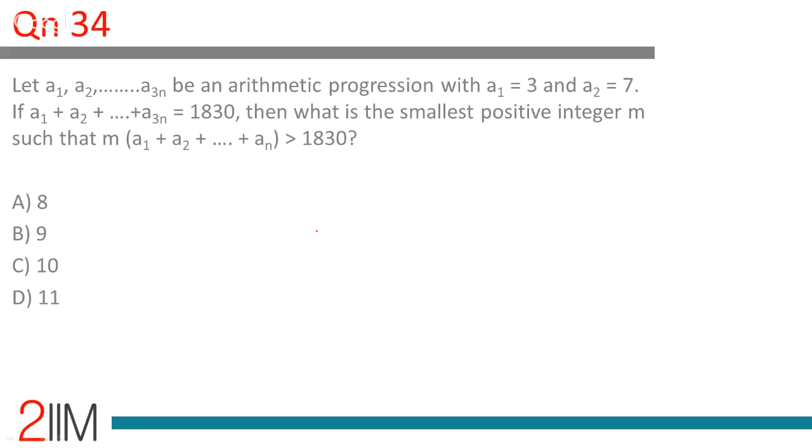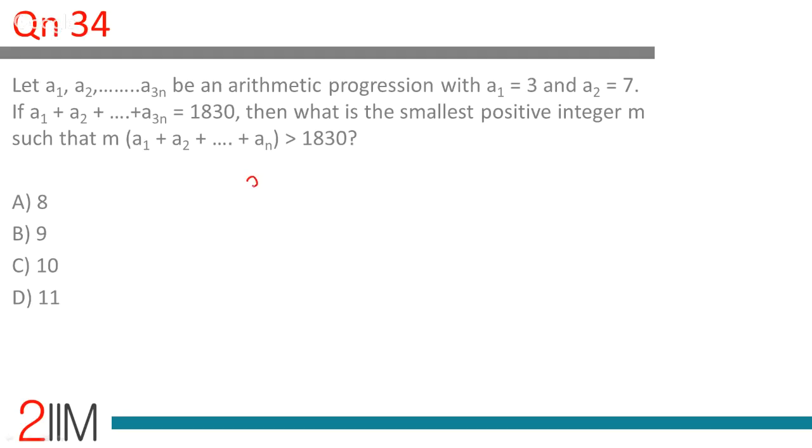a1, a2, a3, till a3n is an arithmetic progression. a1 is 3, a2 is 7. a1 plus a2 plus a3 till a3n is 1830. What is the smallest positive integer m? I'm not able to get this. m times a1 plus a2 till a... Okay, fine, this is fine. We need to find n.